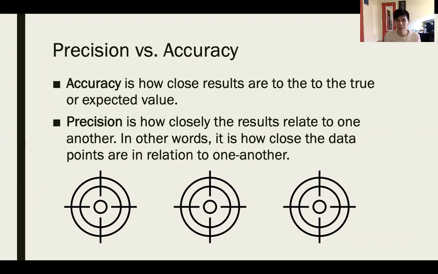Precision, on the other hand, is how closely your results relate to one another. In other words, how close the data points are in relation to one another. So what that means is, let's say you run this experiment multiple times and you obtain 10, 11, and 10 grams of sulfur each trial. So one trial you got 10 grams, another you got 11 grams, and then 10 again.